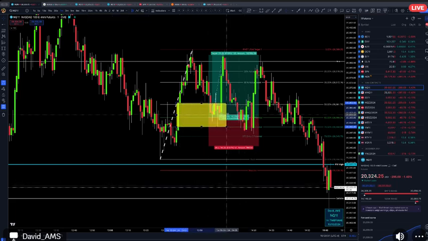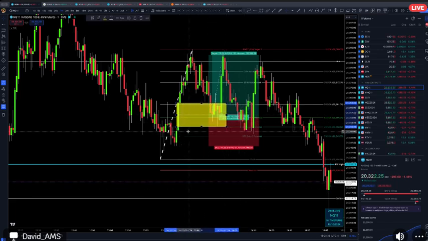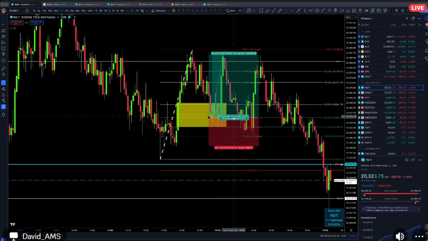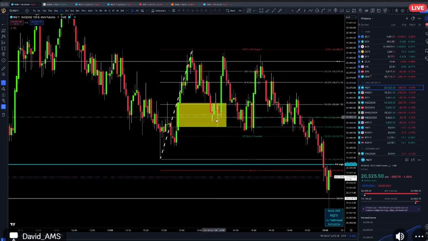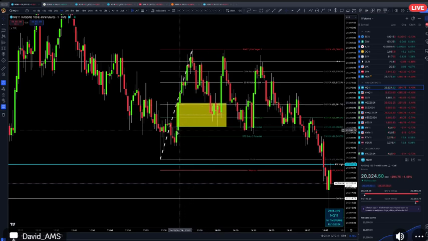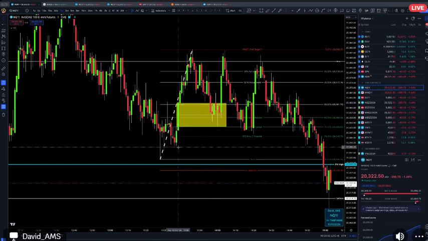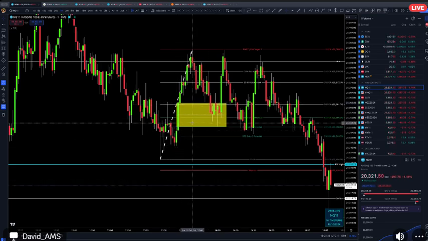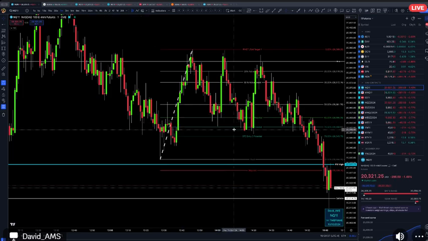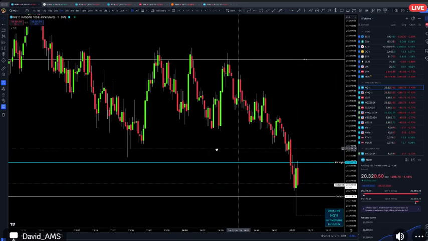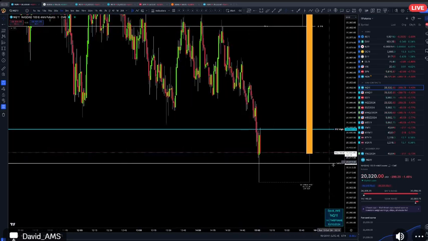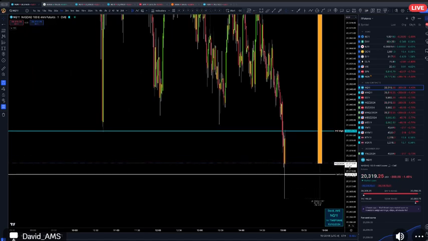Because we broke out of it. So you see how we were respecting the mid of that fair value gap with the bodies? Way to do the damage. But even if you would have bought it here, your stop would have had to be a tick below here. Let's see. Did we sweep it? Yeah. No, that's good. This is what we like to see.